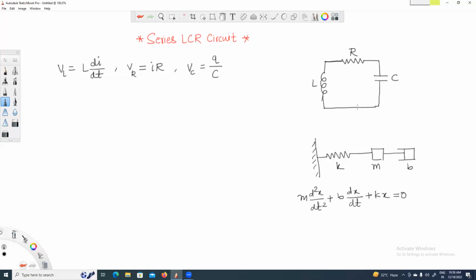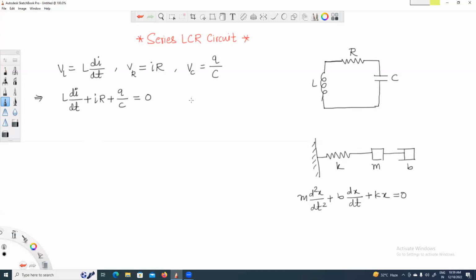If you notice, we are not applying any kind of external AC source in this particular circuit. So the sum of all these potentials must be zero. Let's write it down. If I sum it out, I get L di over dt plus I times R plus Q over C equals 0. But if you look at this equation, you have the differential term for the current, you have the current here, but you have the charge here.